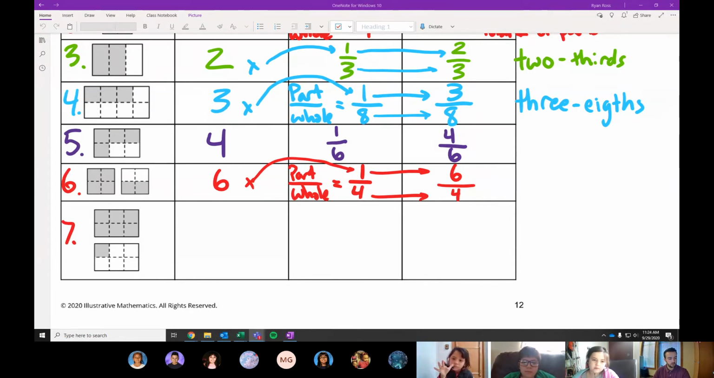Elizabeth, let's go back to you. How many boxes are shaded in gray? 7. Okay, 7 boxes are shaded in gray. What's the size of each of my boxes? 1.